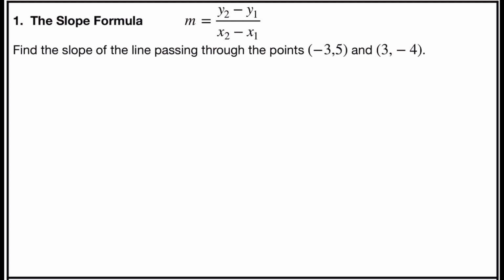Problem number 1 is the slope formula. It says slope is equal to y sub 2 minus y sub 1 over x sub 2 minus x sub 1. And the problem says find the slope of the line passing through the points negative 3, 5 and 3, negative 4.